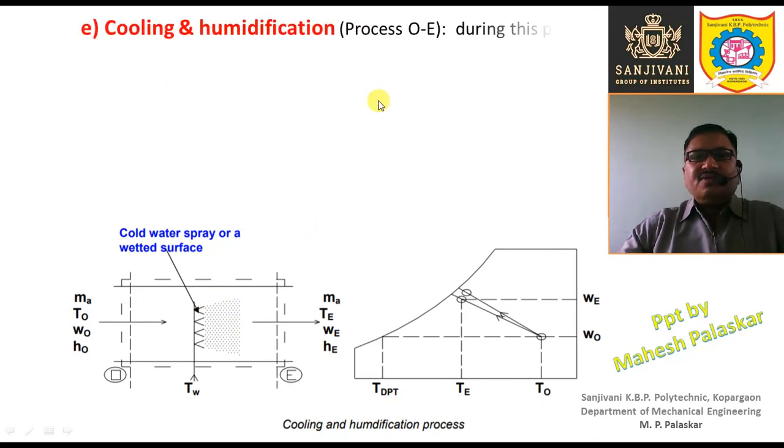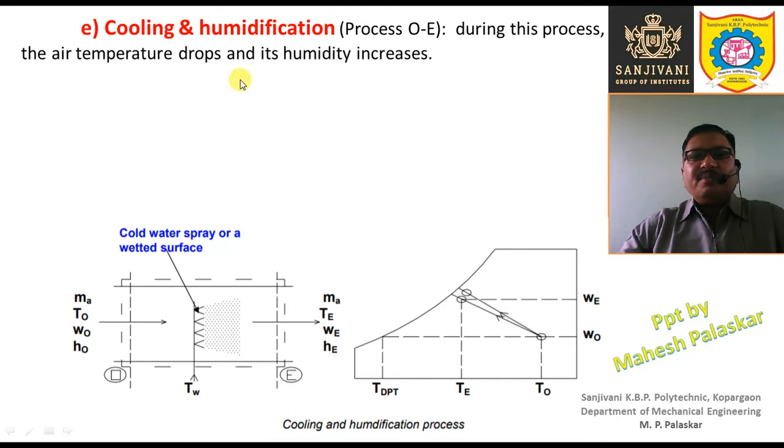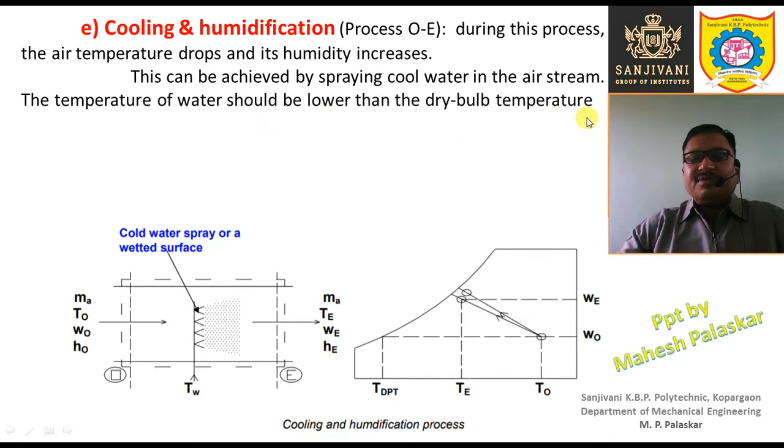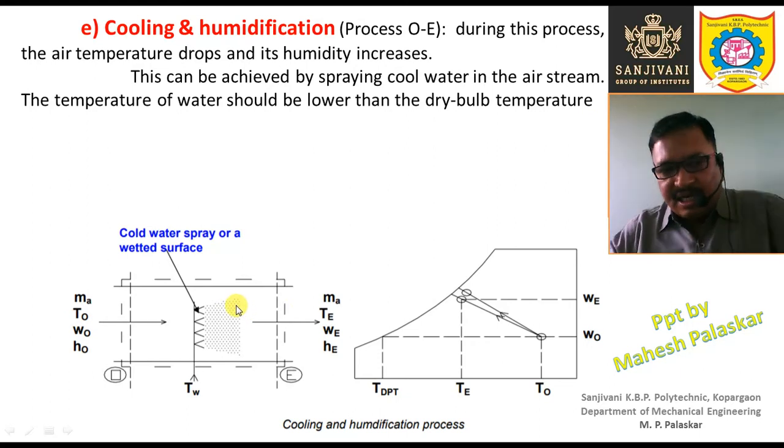So we are studying the process of cooling and humidification. Say OE is the process. During this process, the air temperature drops and its humidity increases. The dry bulb temperature decreases and the specific humidity increases. This can be achieved by spraying cool water in the air stream. Okay, so due to that, the humidity is increased, and at the same time, the dry bulb temperature is also decreased. The temperature of water should be lower than the dry bulb temperature. Of course, the temperature of this water should be lower than the dry bulb temperature of the air.